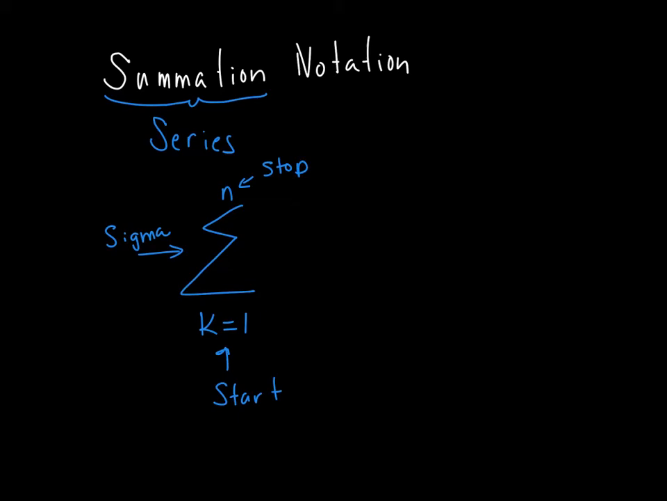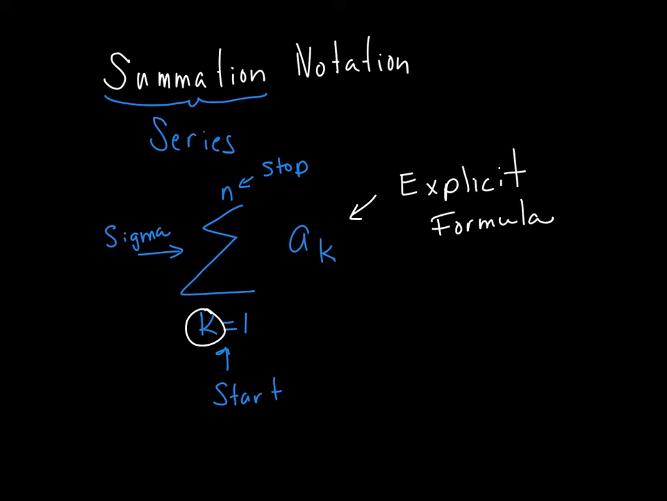Now, when you're talking about these, think of the k as a placeholder variable. You're not going to see it in the final product. But inside here, a of k, this is the piece, and this will always be your explicit formula for a summation.